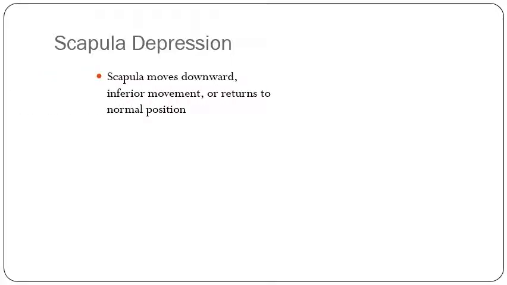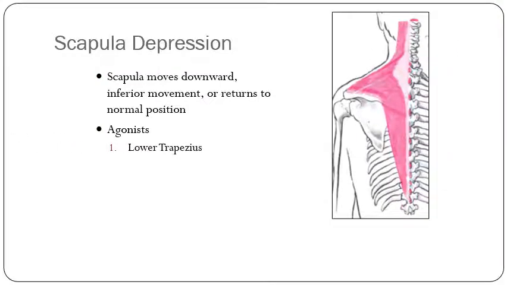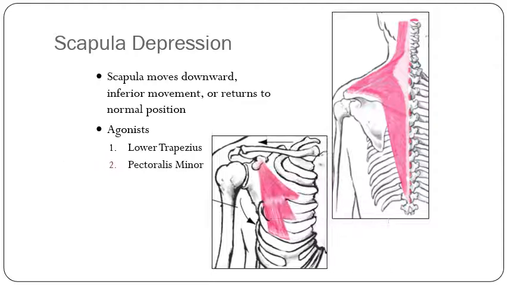Scapular depression, now we'll get to the muscles. The scapula moves downward, or it just returns to a normal position. Your agonist there is your lower trap, so you can see where the lower trap would produce scapular depression and not elevation. And you also have your pec minor. The pec minor will also produce some scapular depression.